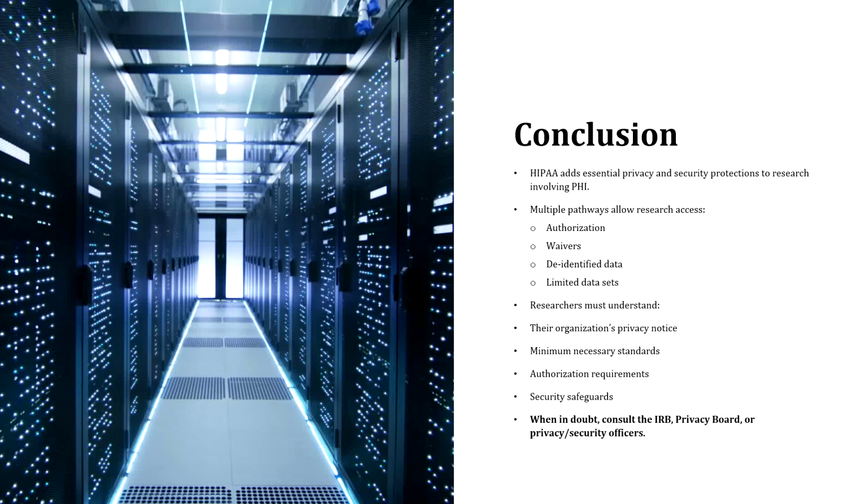I will start by saying that HIPAA adds important privacy and security protections to research involving PHI. While the rules can seem complex, multiple pathways allow researchers to access data responsibly through authorizations, waivers, de-identification, or limited data sets. The key is understanding which pathway applies and working closely with the IRB, Privacy Board, and privacy and security officers. Ultimately, HIPAA is designed to protect participants while still enabling meaningful research. When we follow these requirements, we support ethical research practices, maintain trust, and ensure compliance across our organizations.